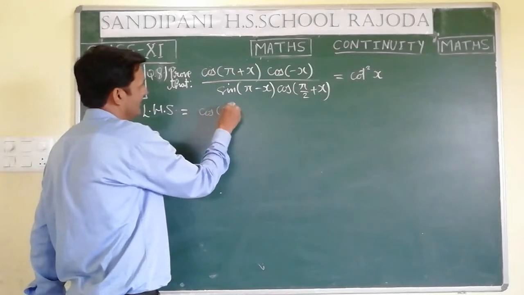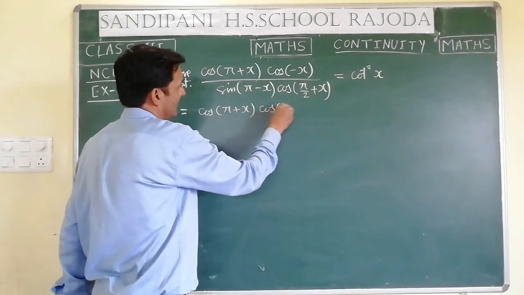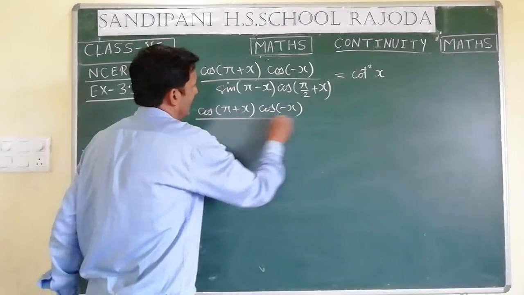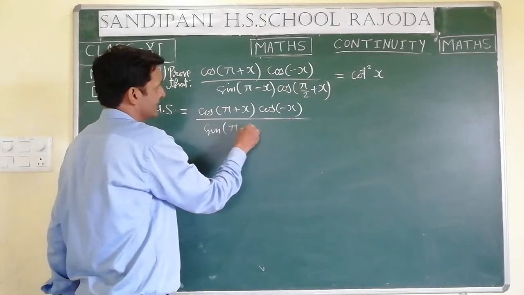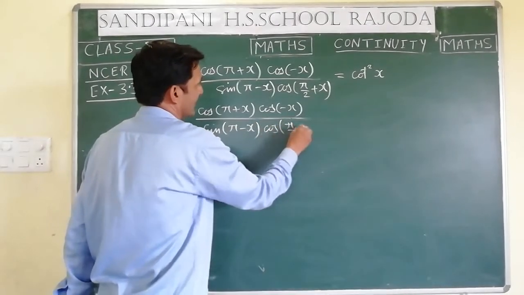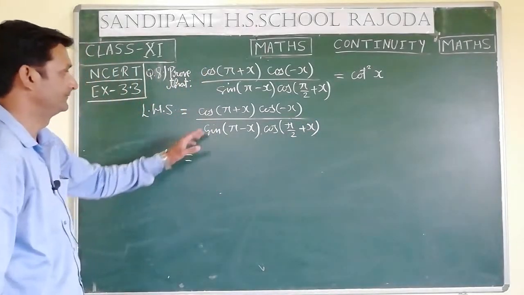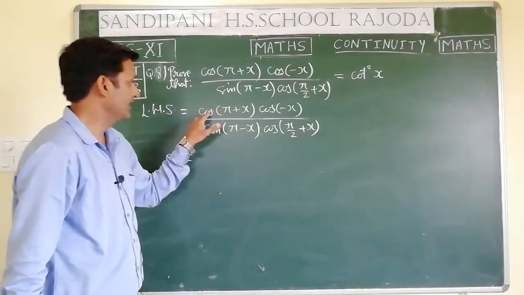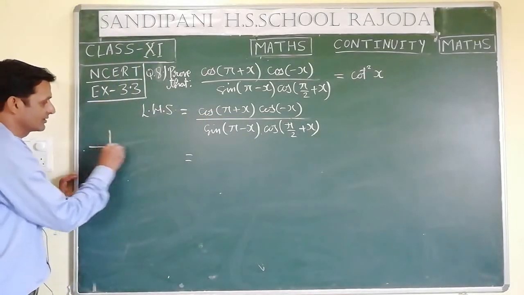Cos(pi plus x), cos(minus x) upon sin(pi minus x), cos(pi by 2 plus x) is equal to, we can say that cos(180 plus theta). Let me explain you this.